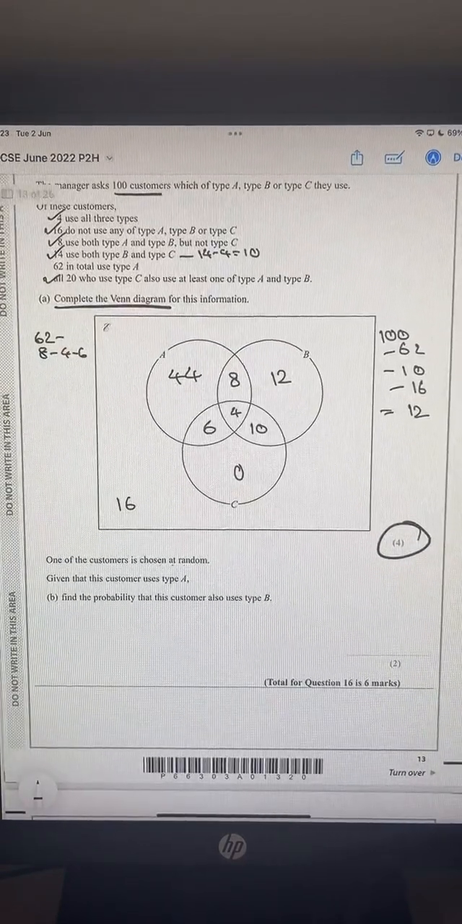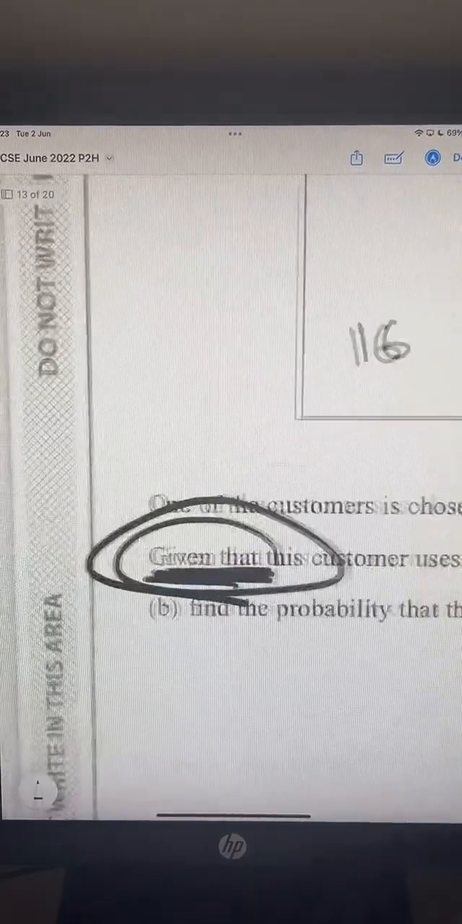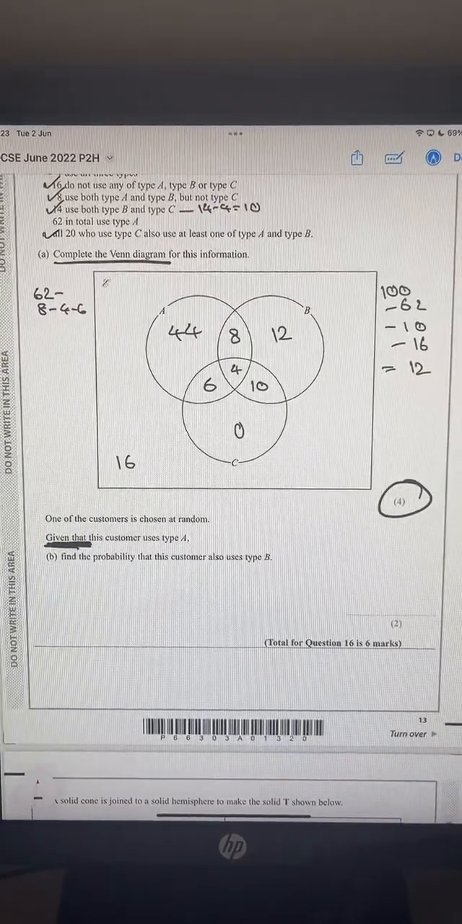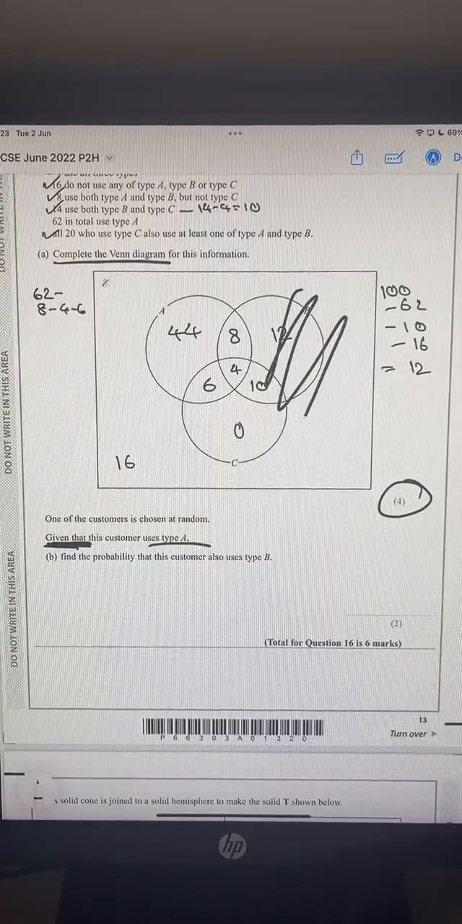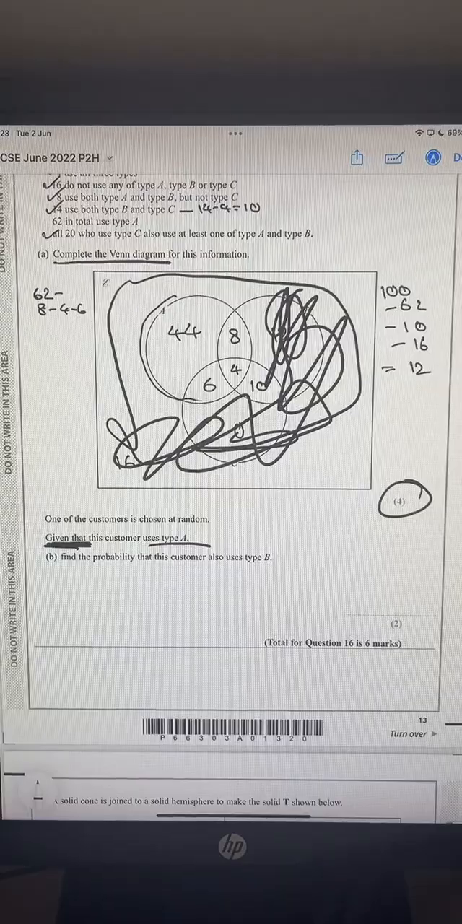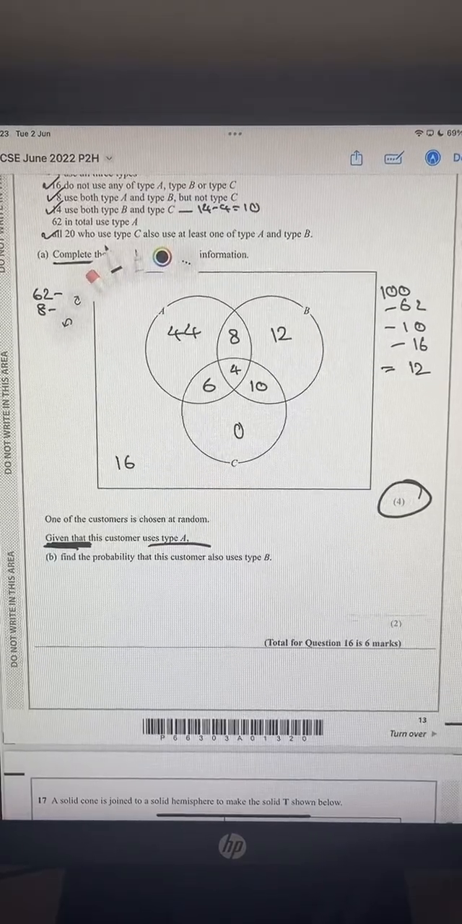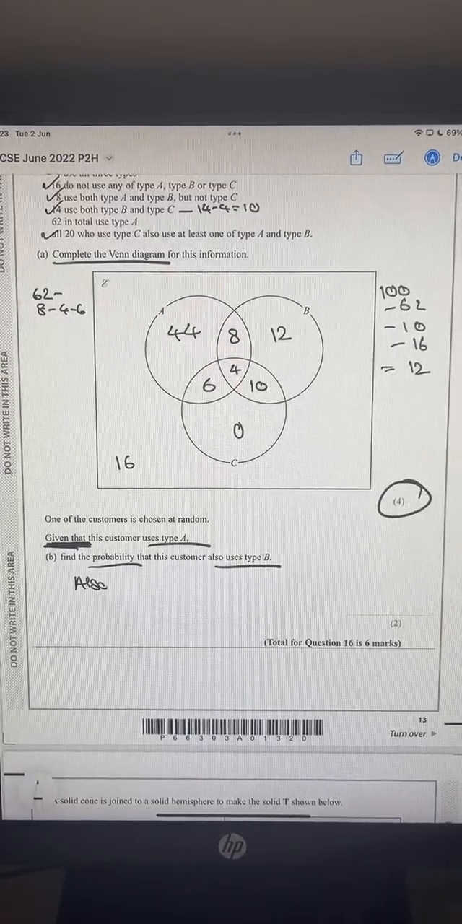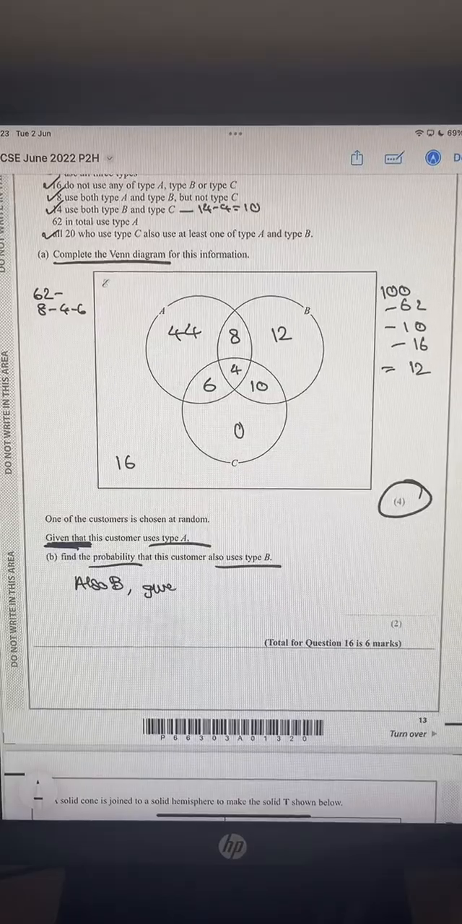Part B. One of the customers is chosen at random. Given that, whenever you see this phrase here, given that, you need to restrict your view. So given that they use type A, ignore the rest of this entire diagram. Ignore all of this. You're literally just looking at this circle here whenever you have a given that. Find the probability that this customer also uses type B. So also B given A. So given A, how many people use A? We have 44 plus 8 plus 4 plus 6.